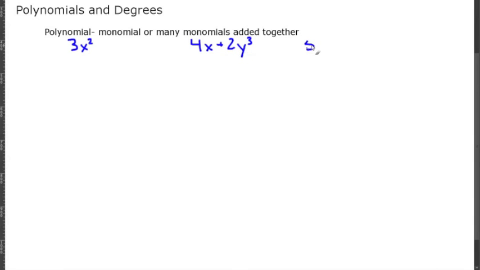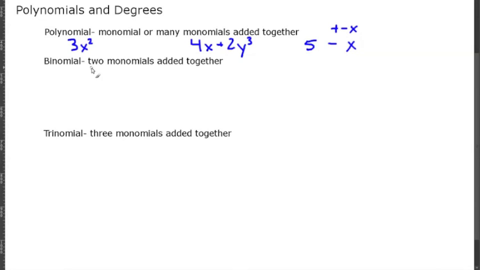Also, we could have something like 5 minus x. Because remember, when you're subtracting, you're really just adding a negative. So 5 minus x, 5 is a monomial and x is a monomial, or negative x is a monomial, and therefore this is also a polynomial.